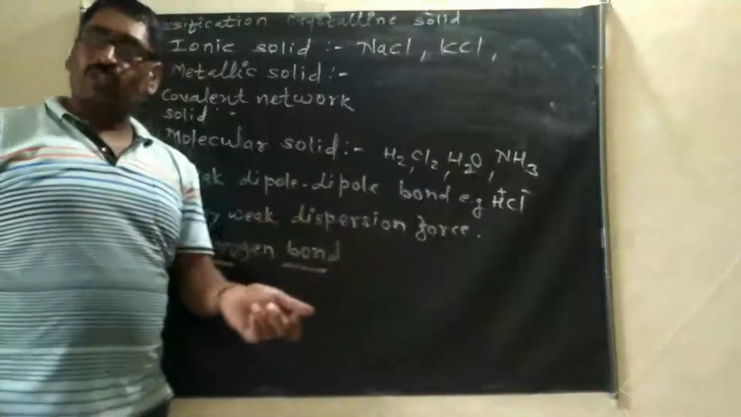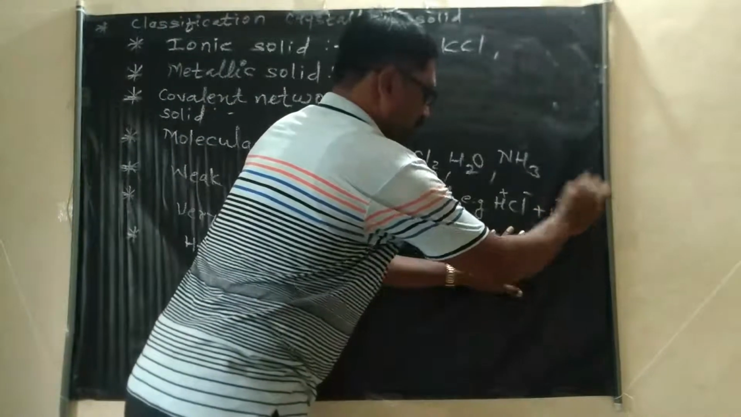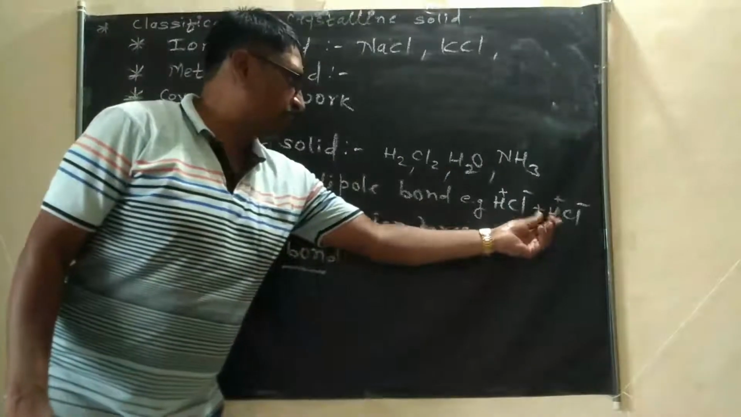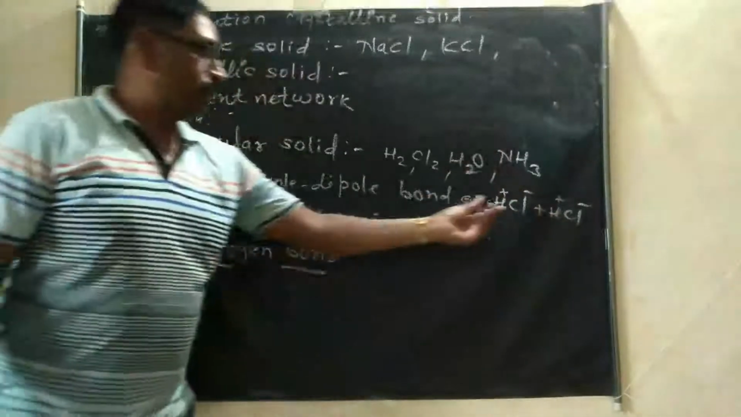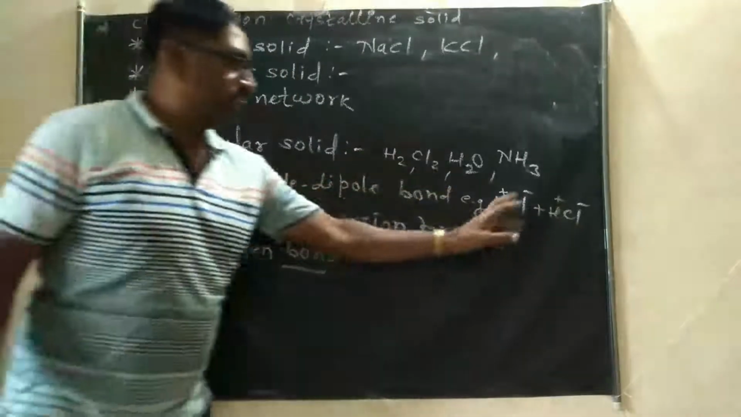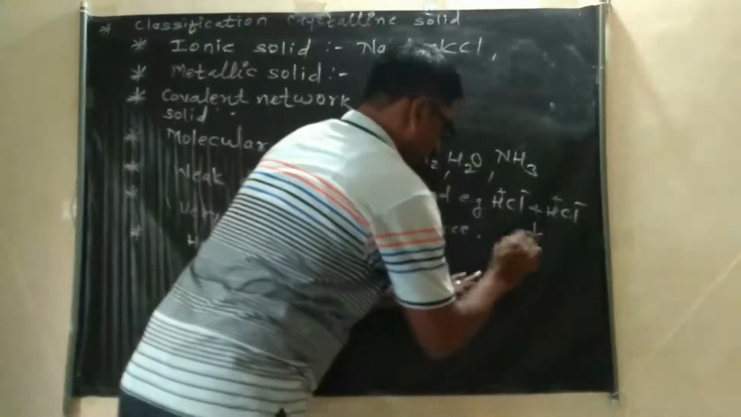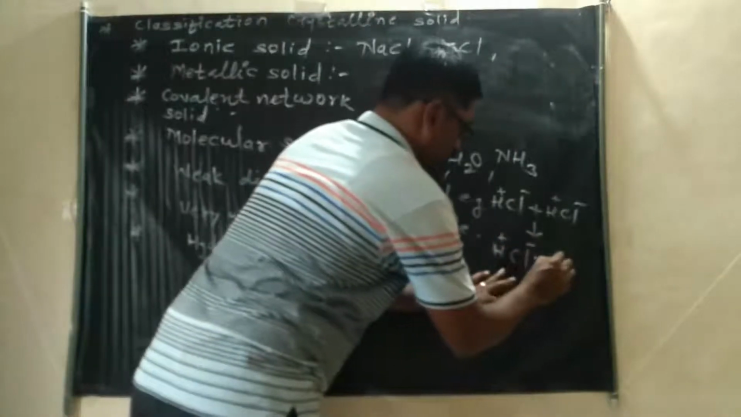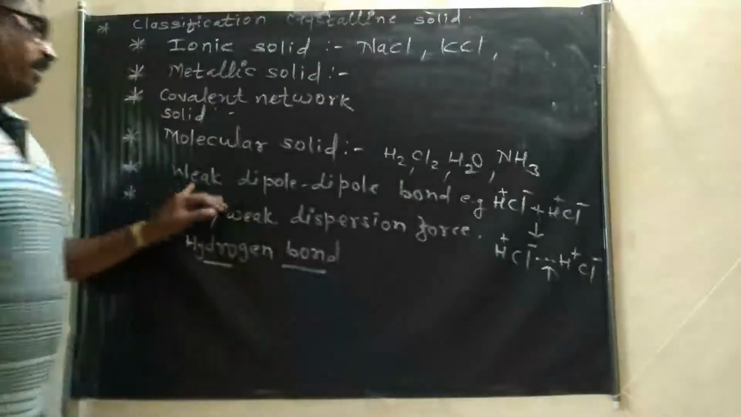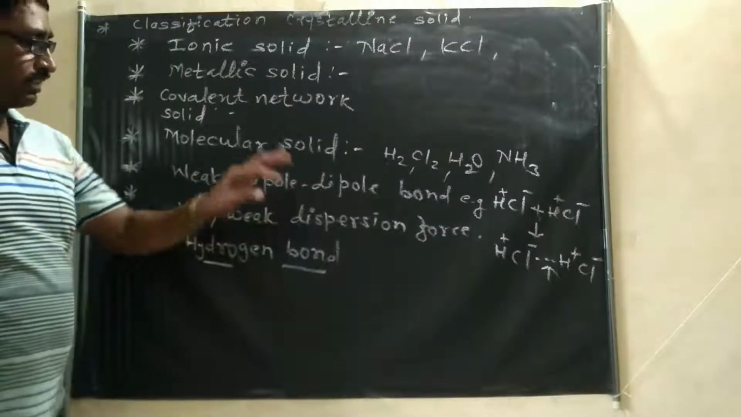When one HCl molecule comes in contact with a second HCl molecule, one containing positive and the other negative, one molecule creates a dipole. That dipole interaction is present between the two, and they are held by a very weak dipole bond. HCl to HCl, in this way: here H positive, Cl negative, and that bond is called a weak dipole bond.